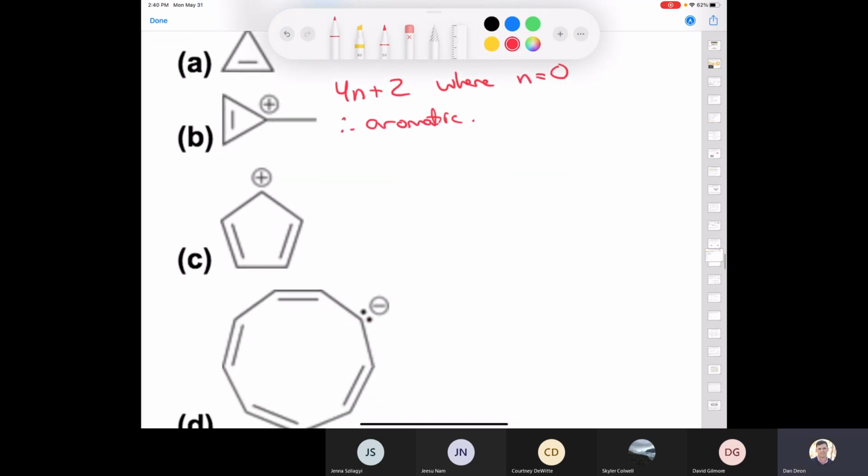With that in mind, could anybody answer C or give me an idea about C? While you do that, I'm going to turn off the heater in my office on this cold Memorial Day. Could anybody give me an idea about C, whether that would be aromatic or anti-aromatic?